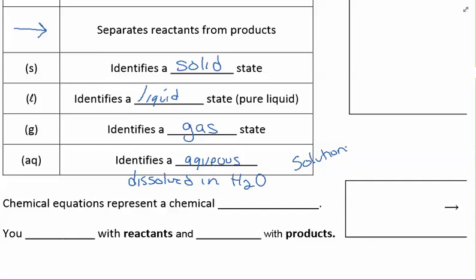So a chemical equation represents a chemical reaction. You begin with reactants in your reaction and end with your products. So those are things that we've kind of seen before.